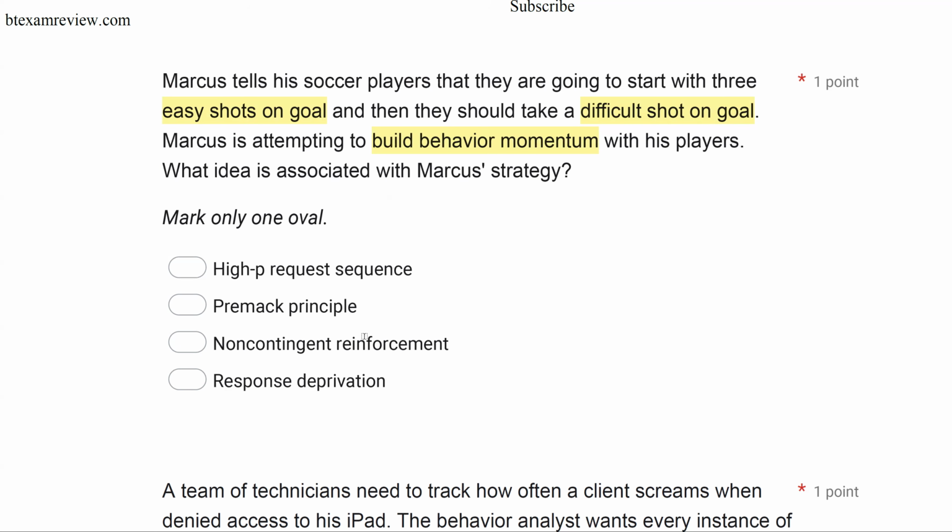Very straightforward question. Again, it's not the Premack principle. We already talked about the Premack principle in the last question. It's not about building behavior momentum with the Premack principle. It's about taking advantage of a known preferred response as reinforcement. It isn't non-contingent reinforcement because we're talking about these responses and this sequence of responses. And then it isn't response deprivation. We're not depriving soccer players of engaging in a response. We're just trying to build up to the more difficult response. We're doing that through behavior momentum, and we're doing that through a high P request sequence.